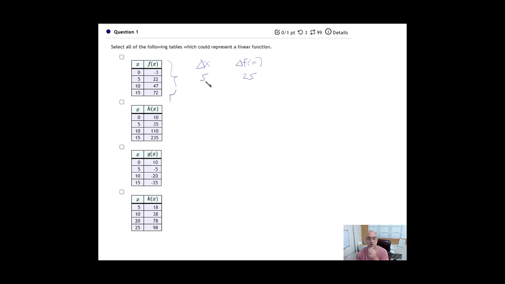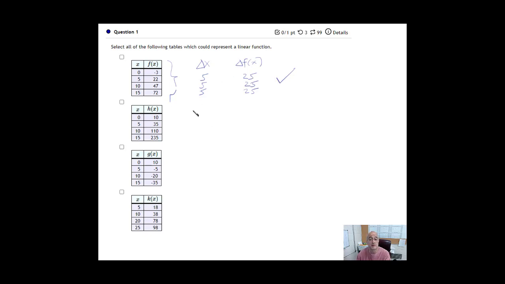Okay? So if we're going to have a linear function, this delta x and this change in f have to be the same for every point. So notice here our delta x is 5, from 5 to 10. And again, we go up 25 units in the f of x. Delta x here from 10 to 15 is 5 again. Our change in f of x, 47 to 72, is also 25. So this table here is a function.